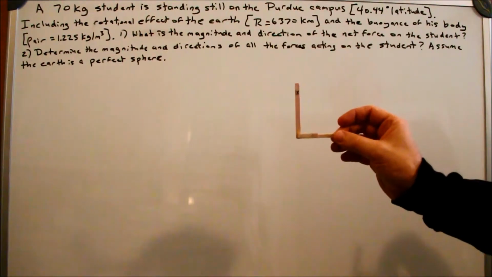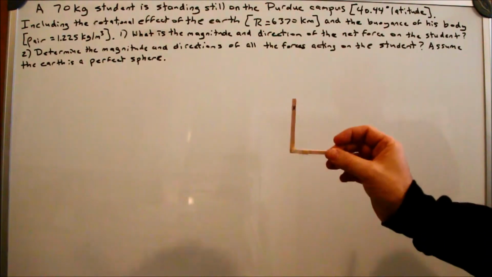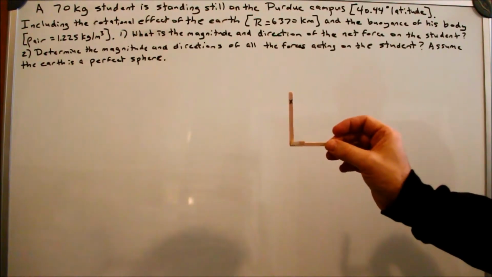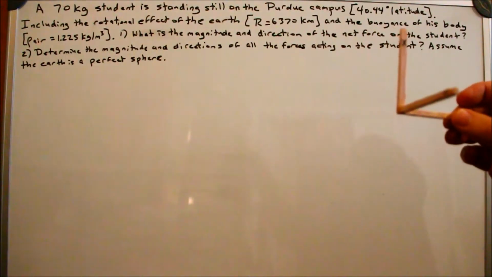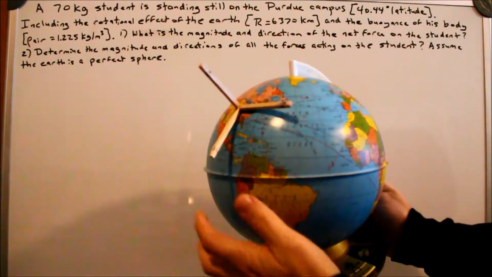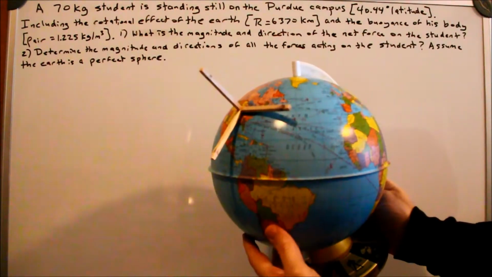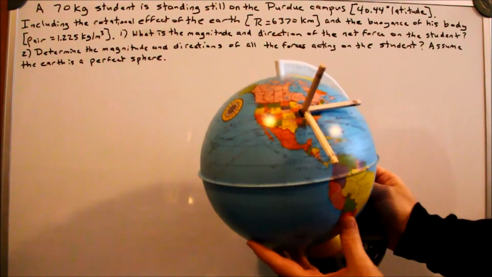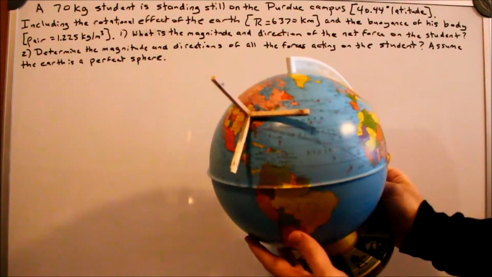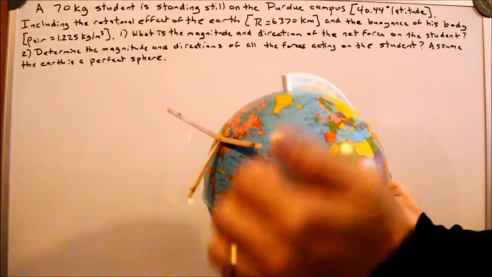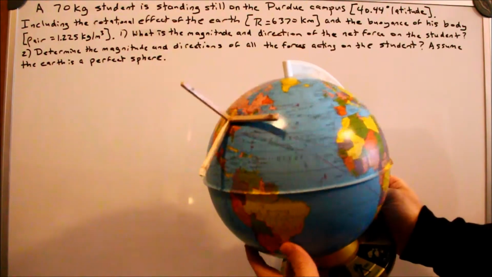We'll say this coordinate system is rigidly attached to the surface of the Earth, but this problem's not asking that, it's asking for something different. We'll talk about that. In reality, if we attach our coordinate system to the surface of the Earth, for example at Purdue University, as the Earth is rotating, that coordinate system is accelerating, because there's a rotational component to it.